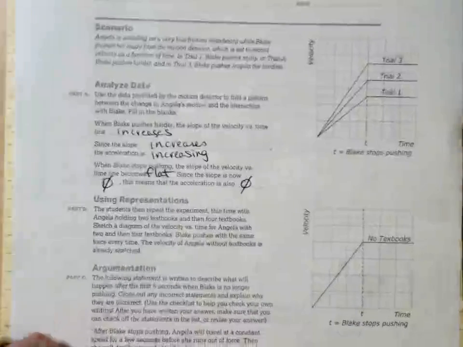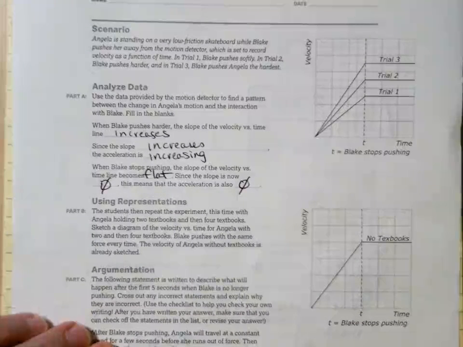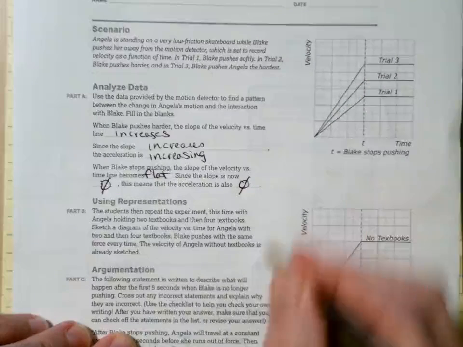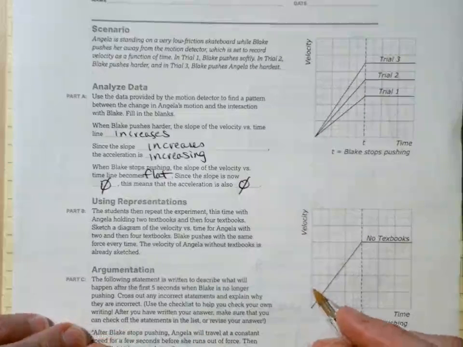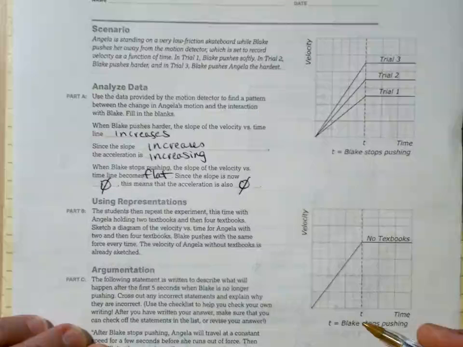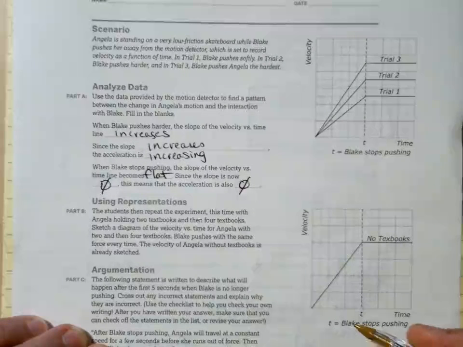See, the slope of this line is acceleration. It's getting steeper. The students then repeat the experiment, this time with Angela holding 2 textbooks and then 4 textbooks. So sketch a diagram of the velocity versus time for Angela with 2 and then 4 textbooks. Blake pushes with the same force every time. The velocity of Angela without textbooks is already sketched.